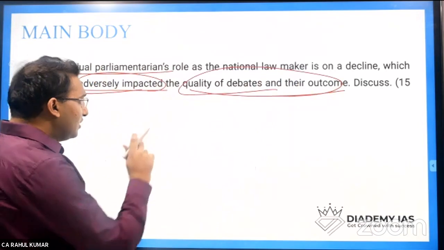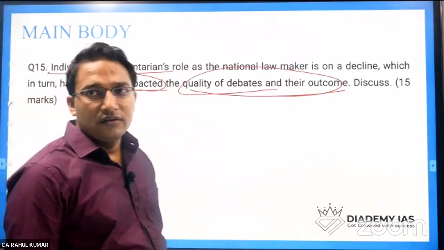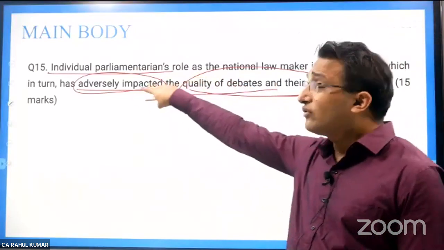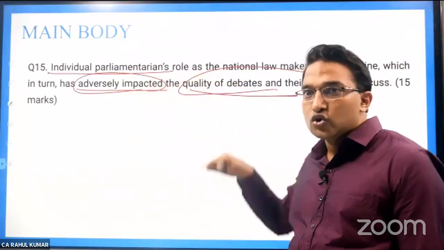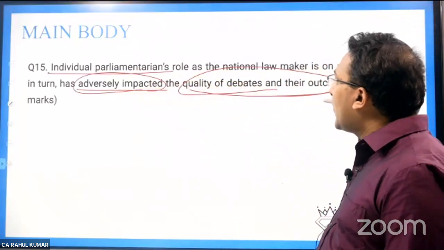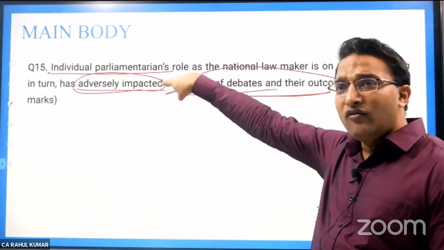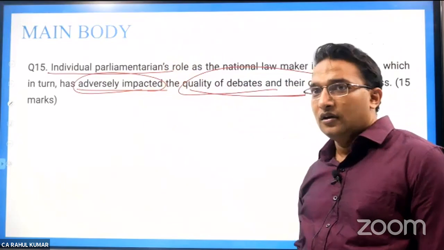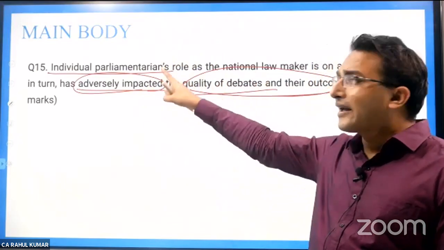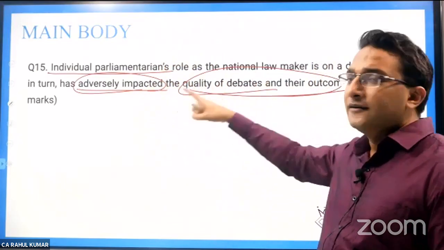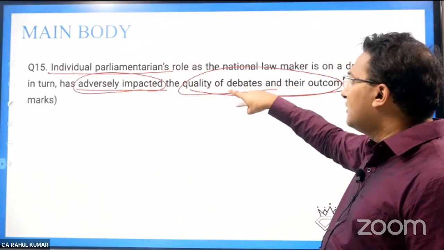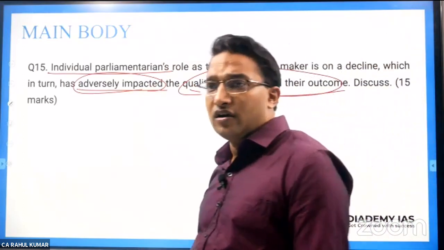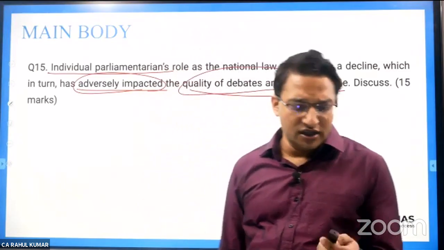Okay, we will use these as the subheadings. This is how we have to find the subheading. We should use the language of the question as much as possible, so that the examiner is able to identify that okay, you have actually directly hit the demand of the question. So use the exact words: the adverse impact, the decline in the quality of debate and the outcome, like that. Okay, use the exact words, don't use your own words as much as possible.